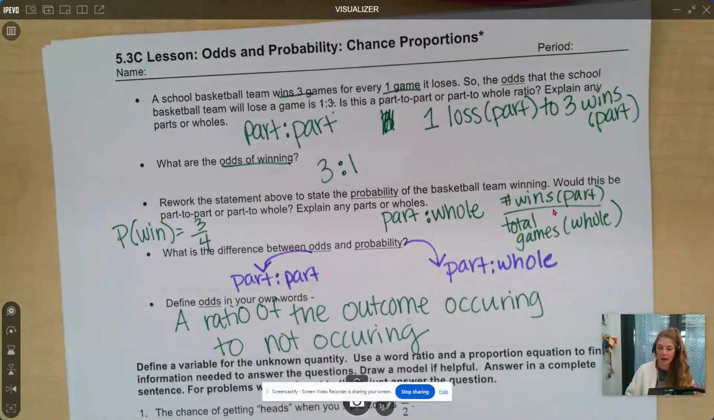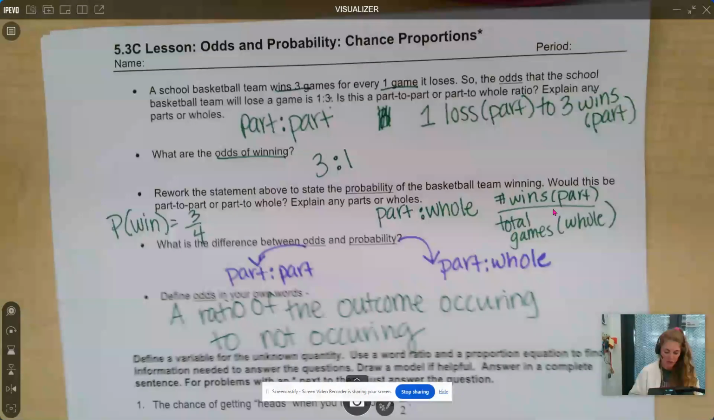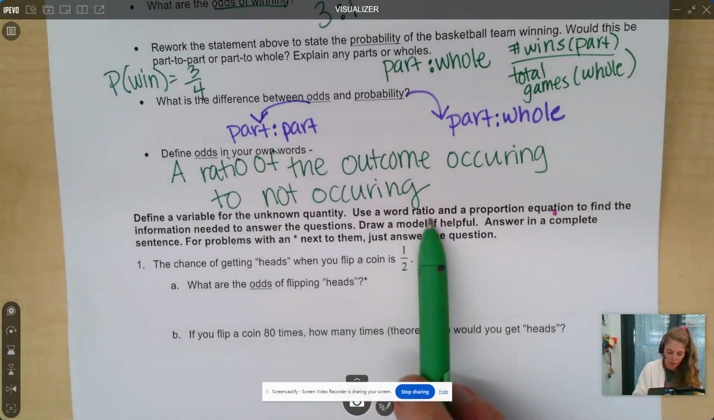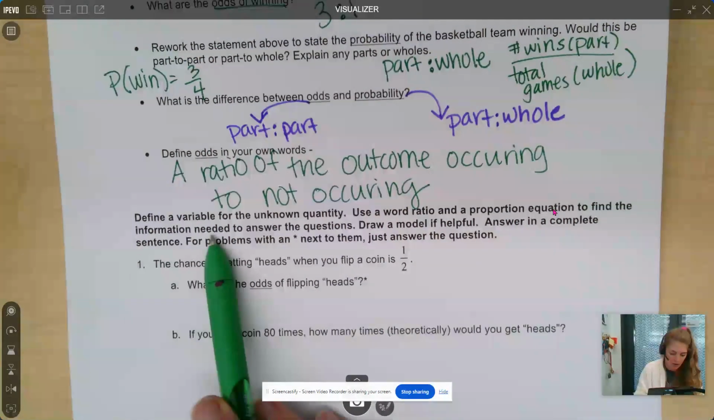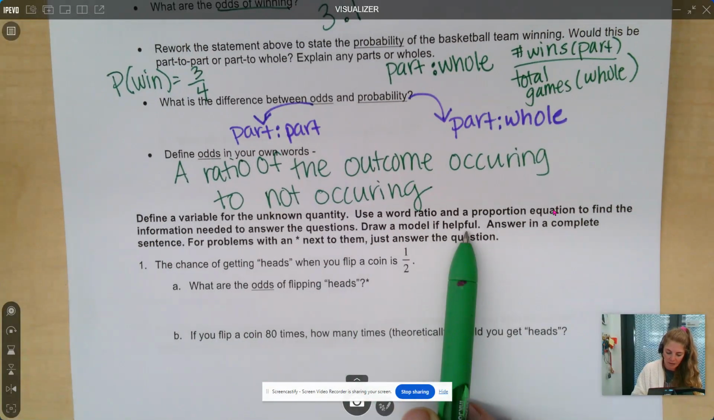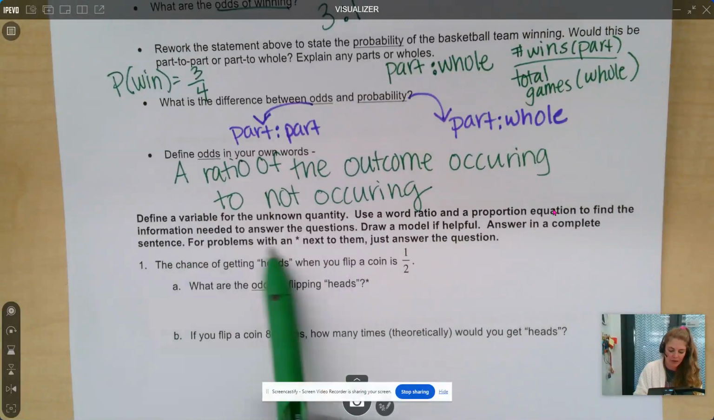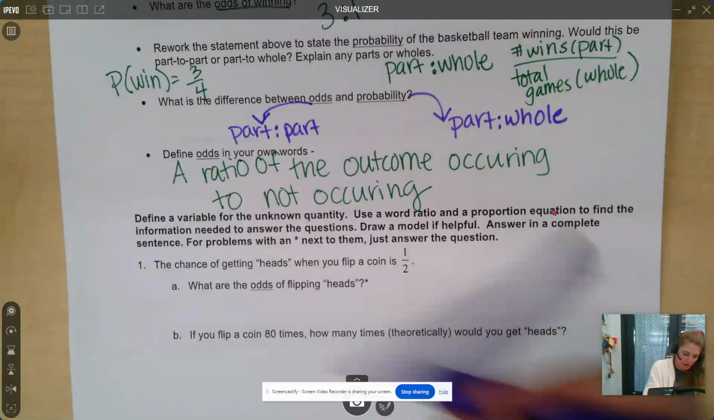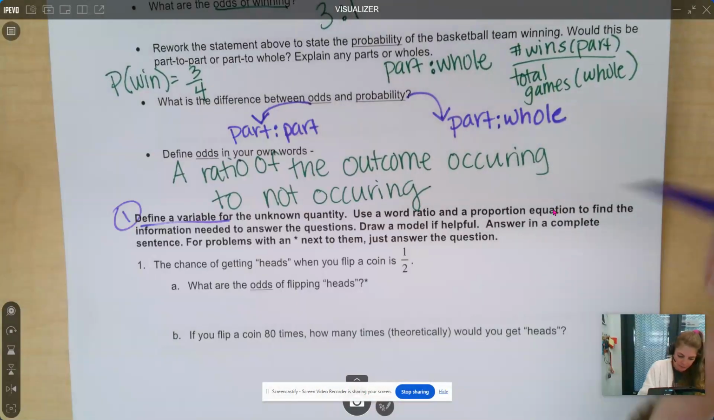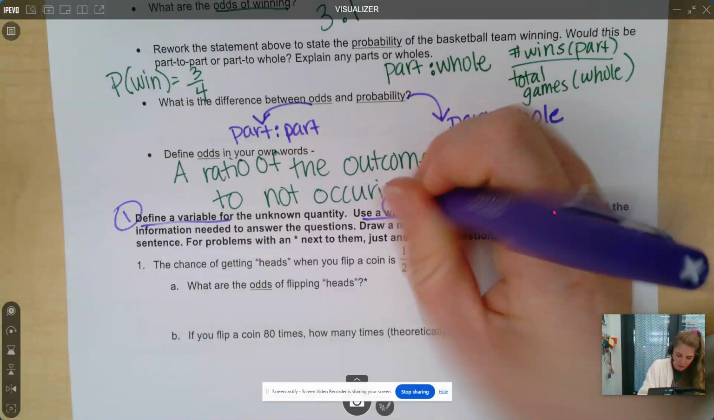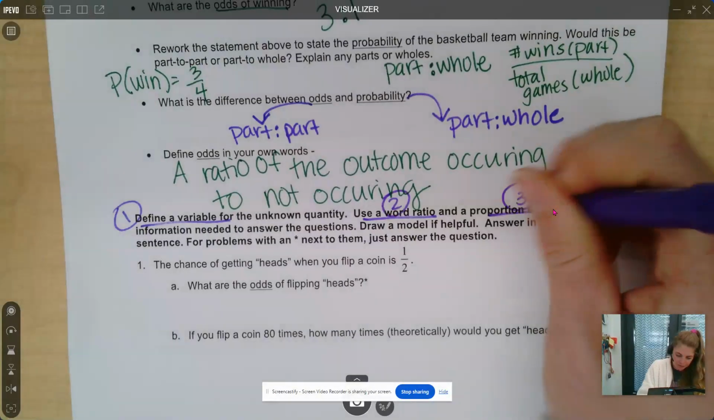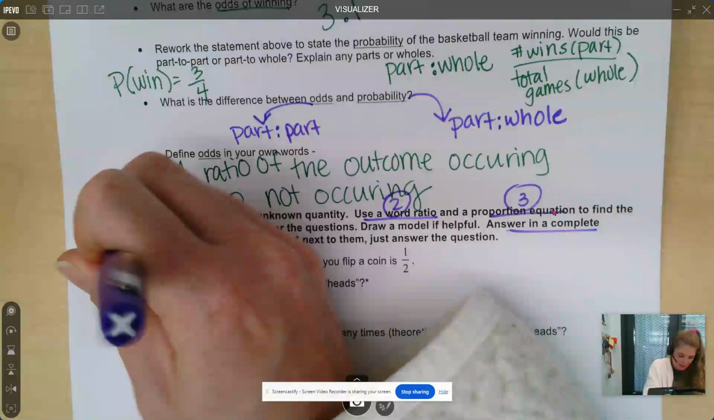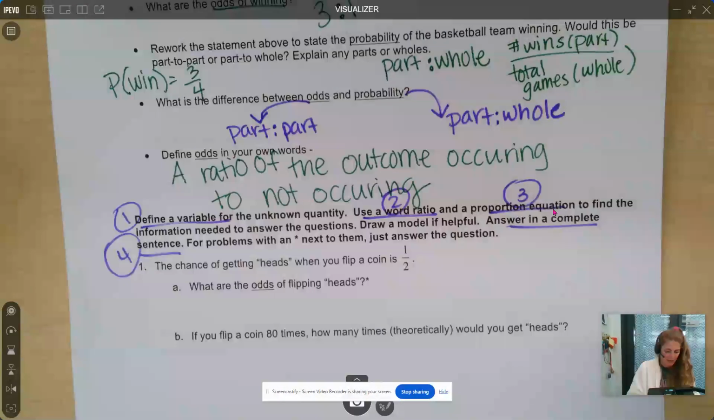Perfect. So let's go ahead and solve some proportions, setting these up. It says define a variable for the unknown quantity, use a word ratio and a proportion equation to find the information needed to answer the questions, draw a model if helpful, answer in a complete sentence, and for problems with a star next to them, just answer the question. So there's a lot of things they're asking us to do here. They're asking us to define a variable, write a word ratio, set up a proportion, and answer in a complete sentence.